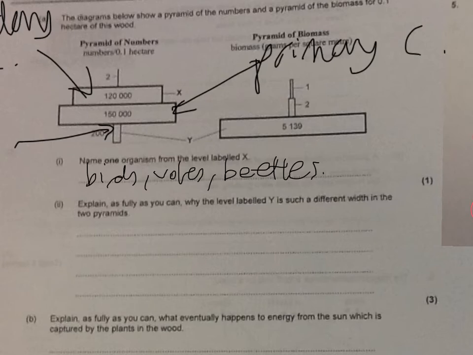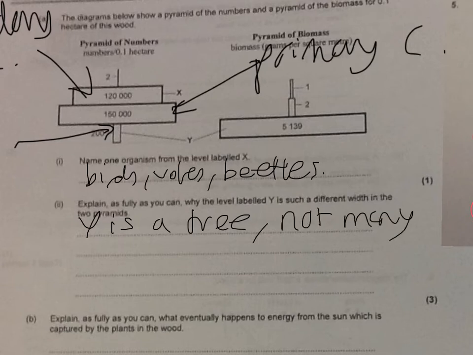So your pyramid of numbers is showing the number of organisms that there are within that ecosystem. The pyramid of biomass is showing the overall dry mass of that organism. So what they were trying to get you to make the link for here was that Y is a tree. So there's not going to be very many trees. So there's not many trees, which is shown on the pyramid of numbers, which is this one here. So it's showing there's about 200 trees.